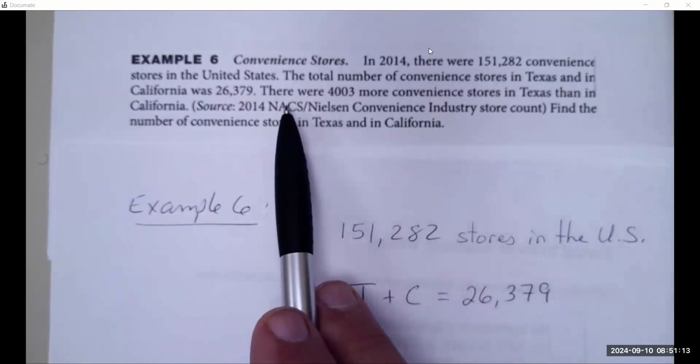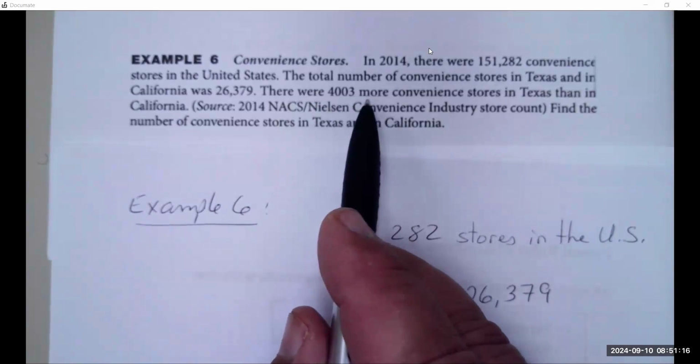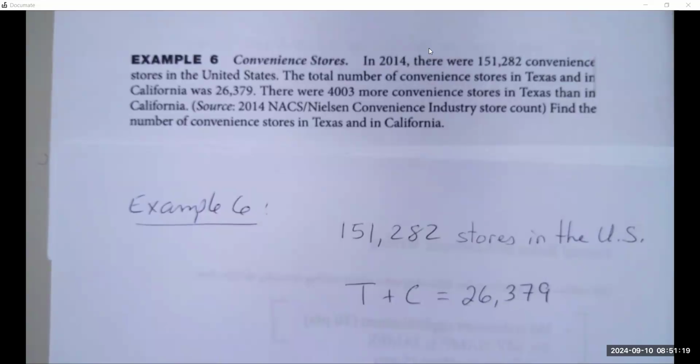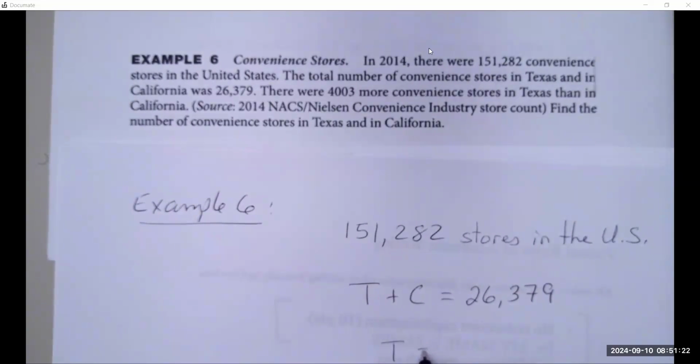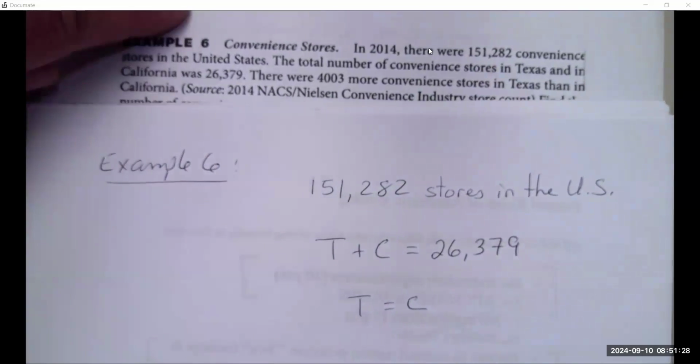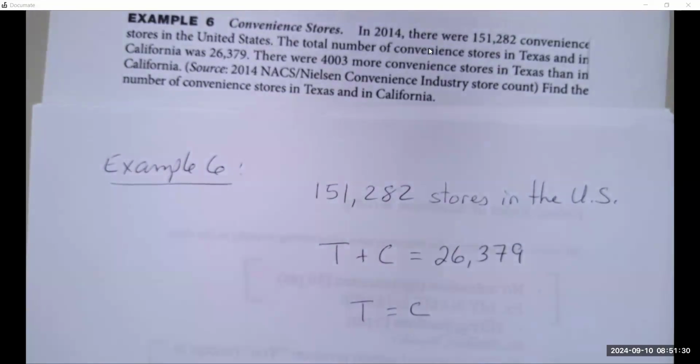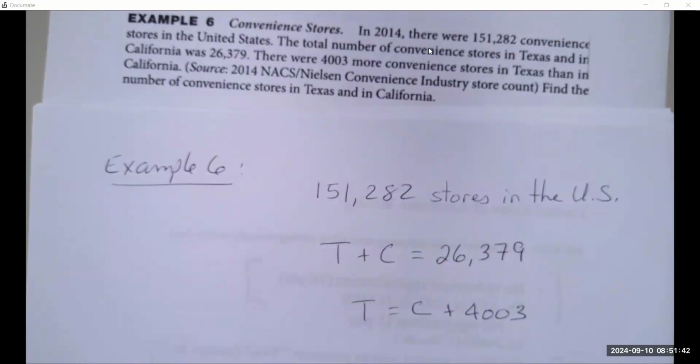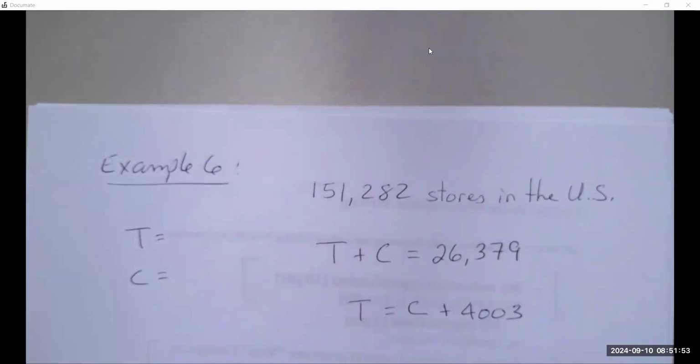The third statement says there were 4,003 more stores in Texas than in California. So if they were equal, we'd put that. But if there are 4,003 more stores in Texas than in California, how do we make them equal? We have to add 4,003 here. So now we've got to find the number of stores in Texas and California.